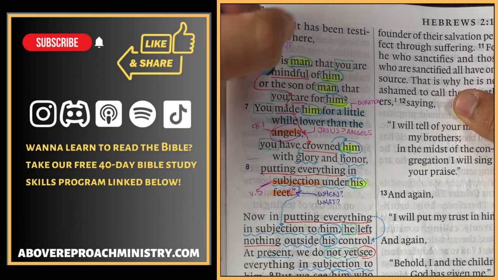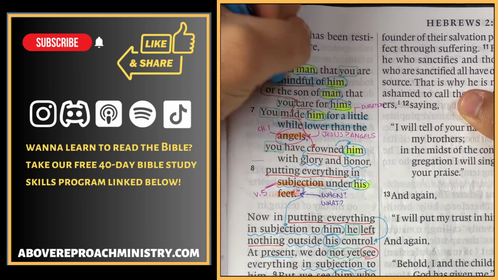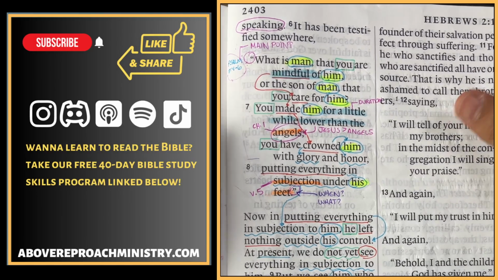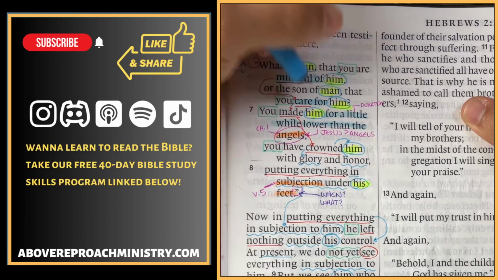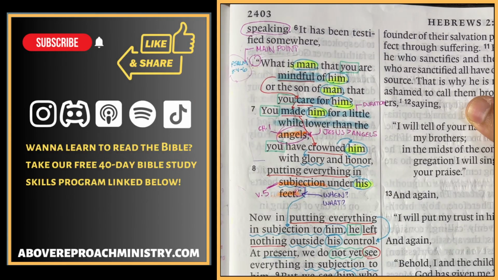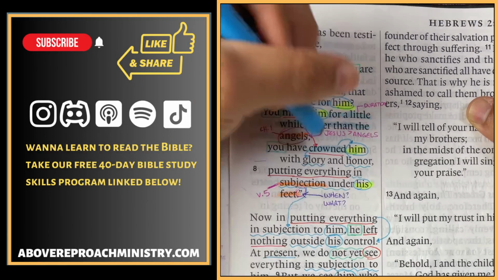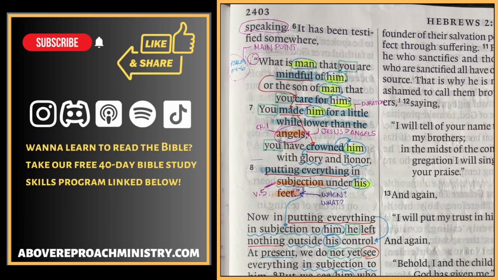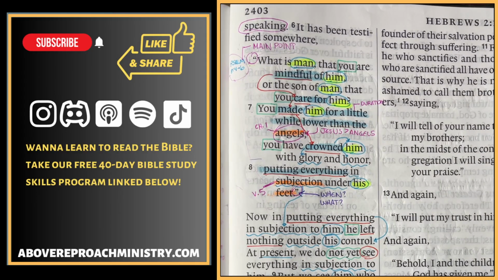Watch, what is man that you are mindful of him? God is mindful of humanity. Or the Son of Man, just another way of saying humanity. Or the Son of Man that you care for him. You made him for a little while lower than the angels. You've crowned him with glory and honor. You've put everything in subjection to his feet. Do you see what I did there?